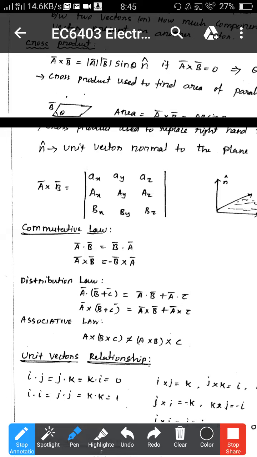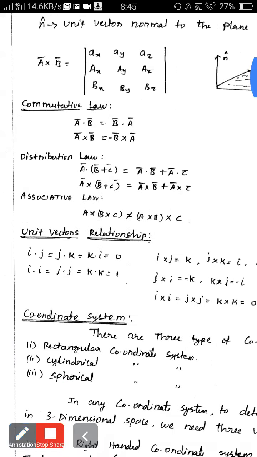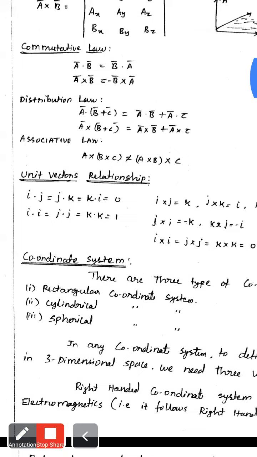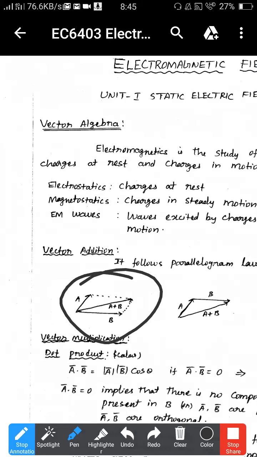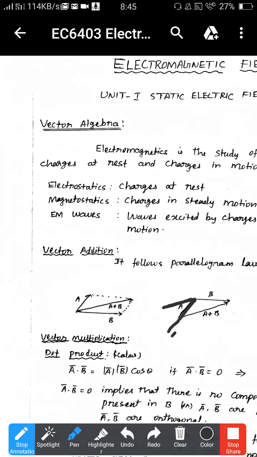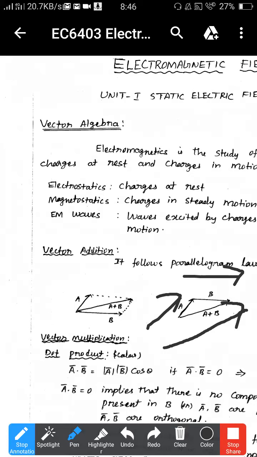Then we have discussed the unit vector relationships. And yesterday I discussed the parallelogram concept. Whenever there are two vectors, what will be the effective direction? Say one vector is going in this way and another vector is going in this way, then the effective vector will be going in this way. This is the idea.